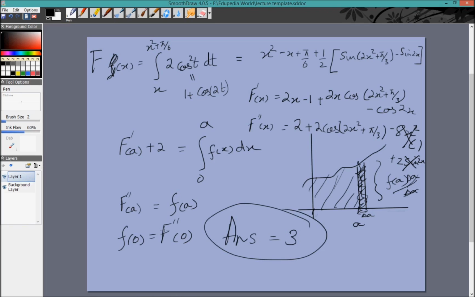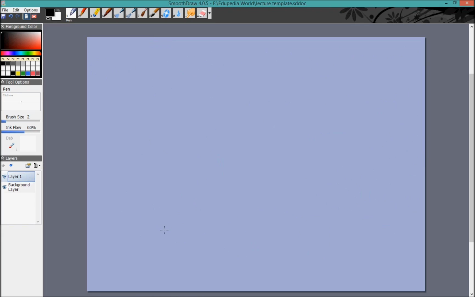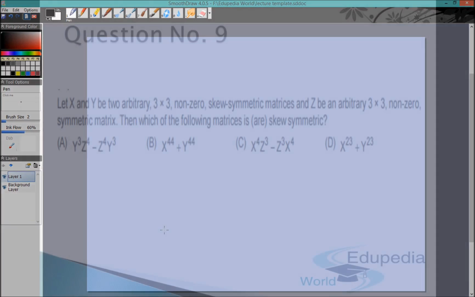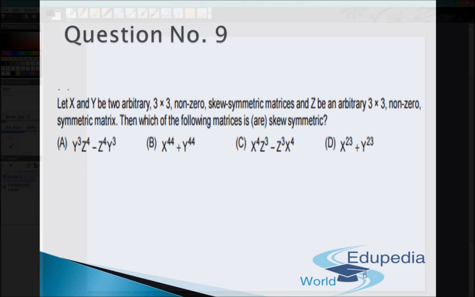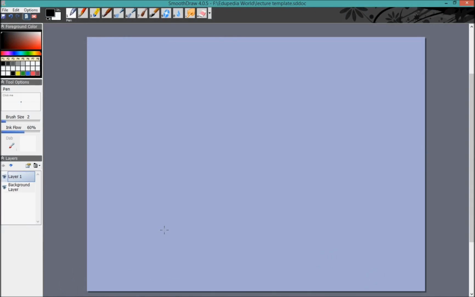Right. Now we are moving on to the objective questions which have more than one choice correct. So the question is, if x and y are two 3 cross 3 non-zero skew-symmetric matrices and Z is a 3 cross 3 non-zero symmetric matrix, then which of the following options are a skew-symmetric matrix?